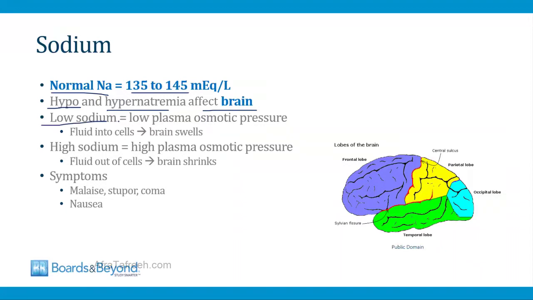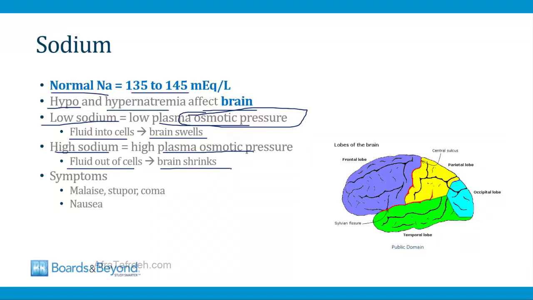When the plasma sodium level gets low, this causes low plasma osmotic pressure. We'll talk about osmotic pressure in more detail on the next slide, but this is the pressure that controls the movement of fluid in and out of cells. So when there's low sodium and hyponatremia, there's low plasma osmotic pressure, and that causes fluid to move into cells, and therefore brain tissue and brain cells will swell. Conversely, when the sodium is high, this leads to high plasma osmotic pressure, and this causes fluid to move out of cells, and brain cells and brain tissue will therefore shrink.